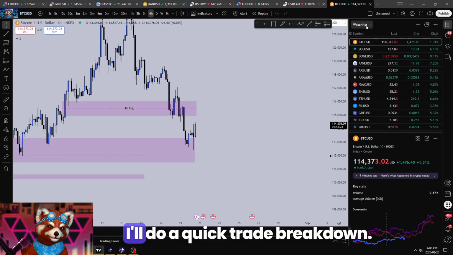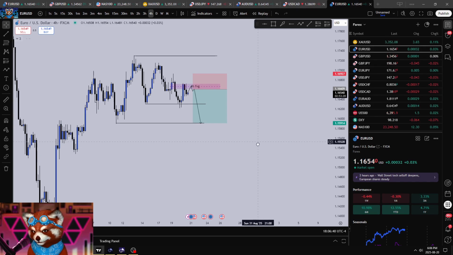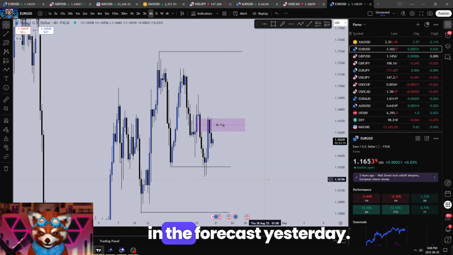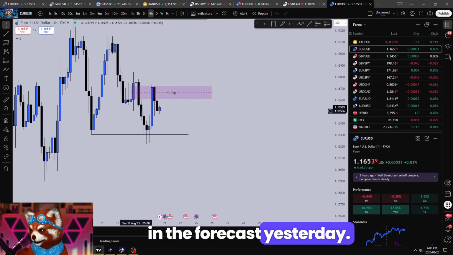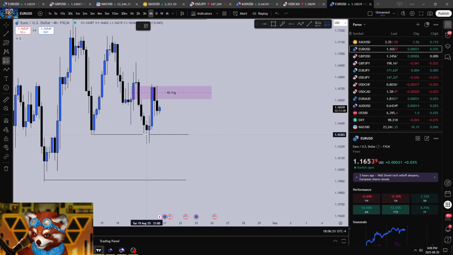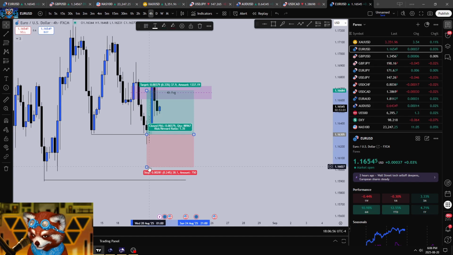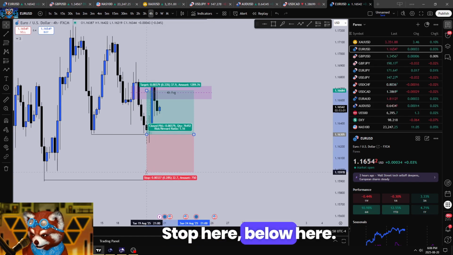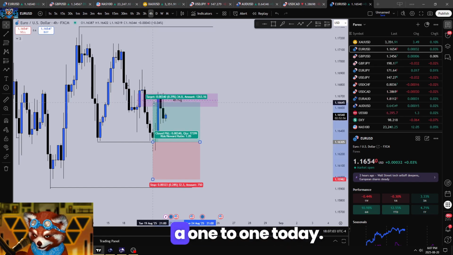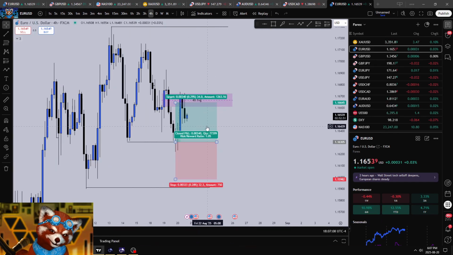I'll do a quick trade breakdown. I had 2 trades. It was literally the trade that I talked about in the forecast yesterday. I said sweep and go up. What did we do? We swept and we went up. I showed the trade last night. This was my trade idea. Stop here, below here. And I went for just a 1 to 1 today. Took that, was happy.